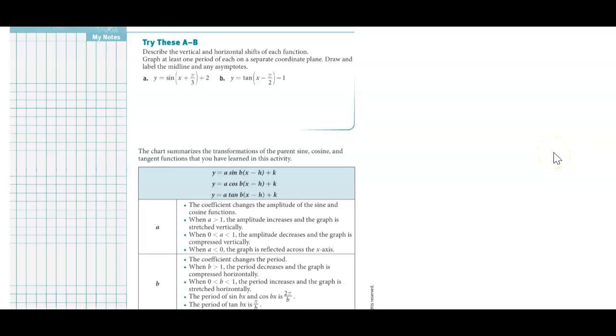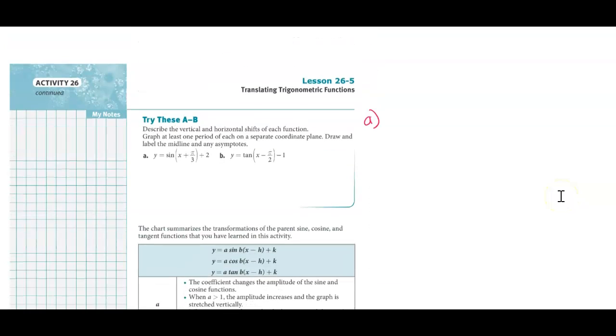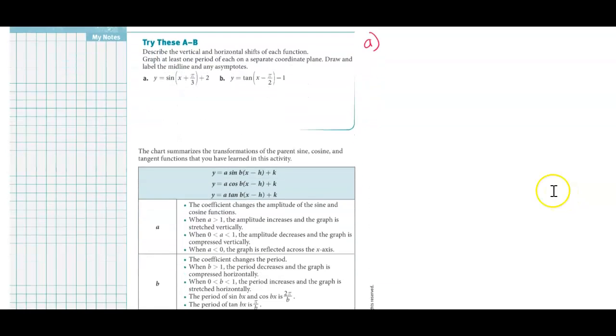Alright, so what I want to go over today is just how to do a horizontal and vertical shift together on the same graph. So we're going to look at these, try these A to B. This is on page 390 in your books. And so first I'm going to look at A and I'm going to describe the vertical and horizontal shifts.